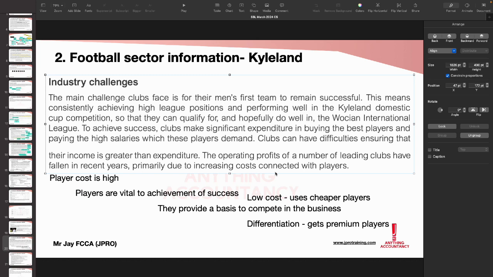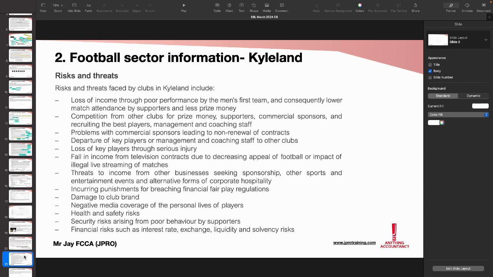So that's two ways forward. It is providing a basis for this one, but it also affects your costing. So remember, it's one of your big cost items that you're looking at. Now, they have also identified risk analysis for the football clubs.